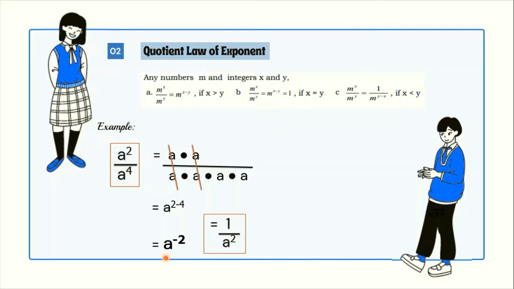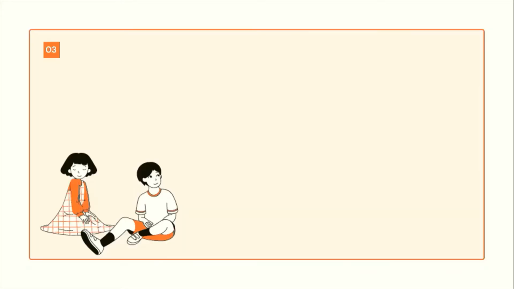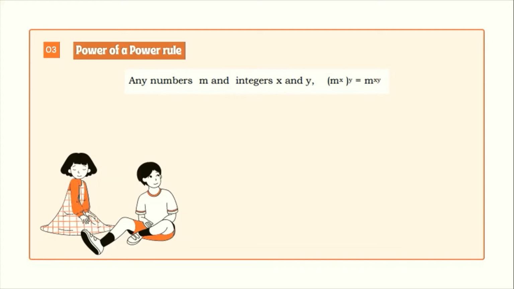Kaya a raised to the power of negative 2 is also equal to 1 over a squared. Positive na dito yung 2, kaya lang nasa denominator na siya. We also have the power of a power rule. Ang power of a power rule can be applied both to multiplication and division.